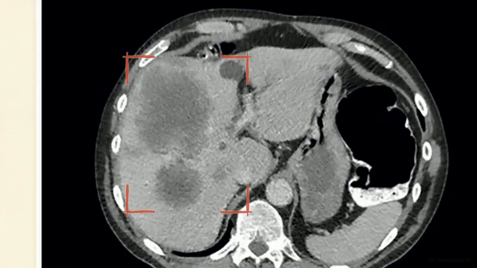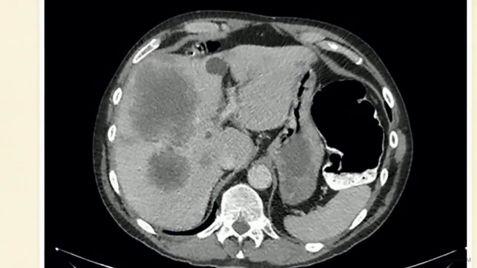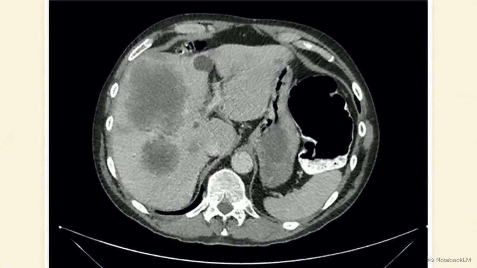This CT scan of the liver reveals multiple dark metastatic lesions. Because the venous drainage of the colon flows directly into the portal system, the liver is the first and most common site of metastatic disease.